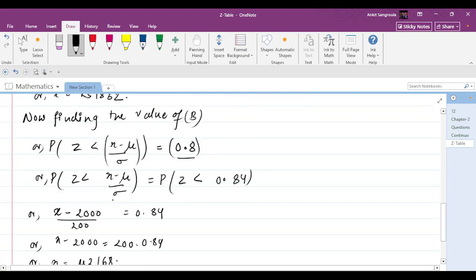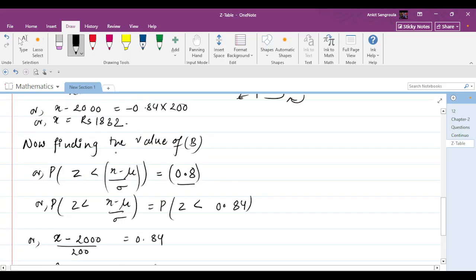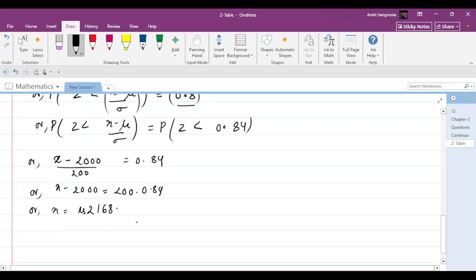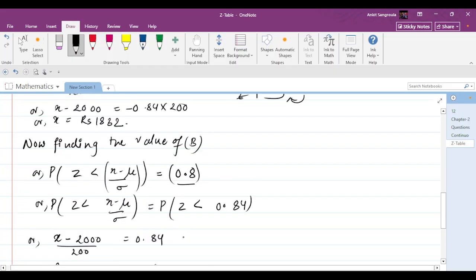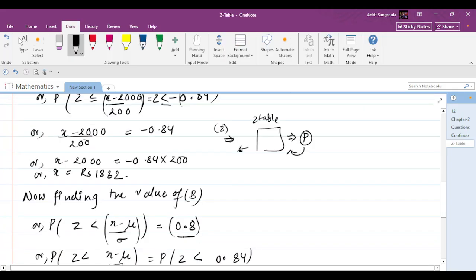So this is what we get, the range. Now the range is from rupees 1832 as the minimum value to the maximum value of this range, which is rupees 2168. Alright, so this is the answer to the first question.